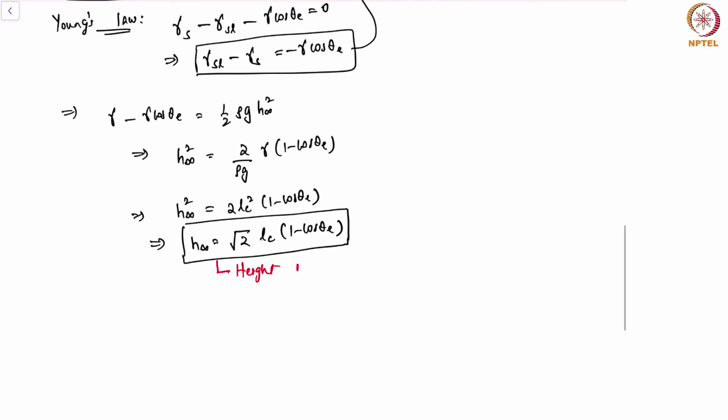Height of the drop, or height of the drop or puddle.